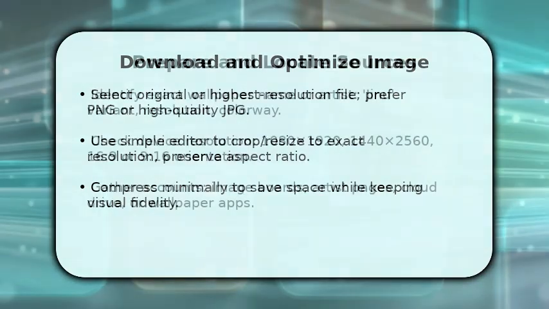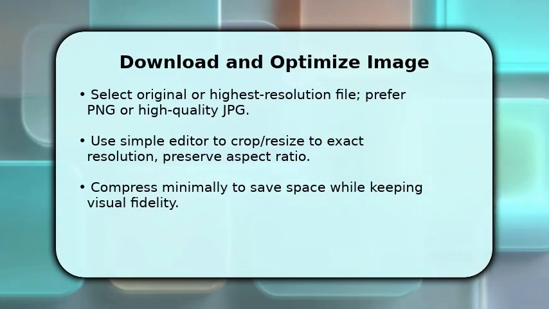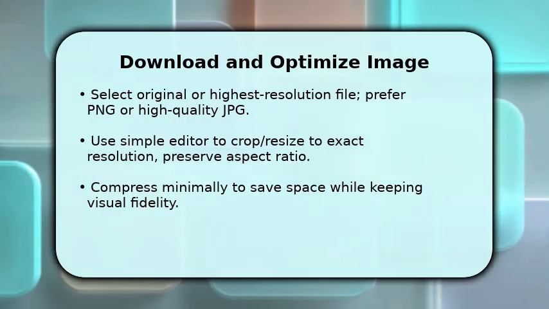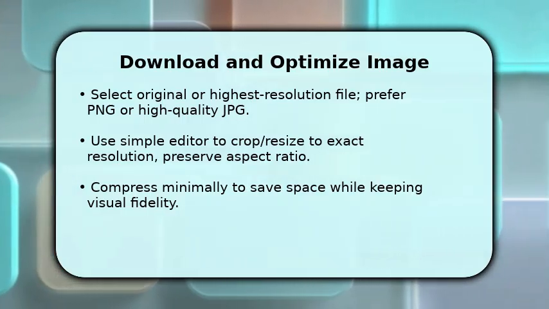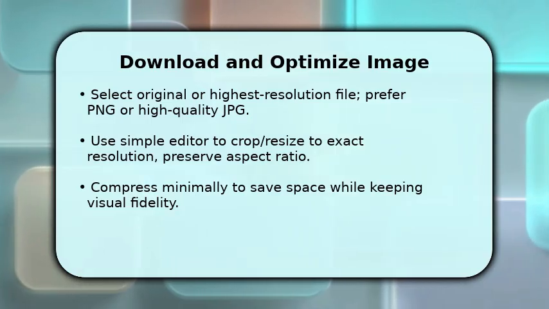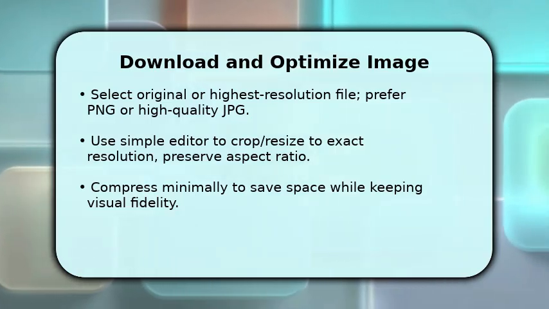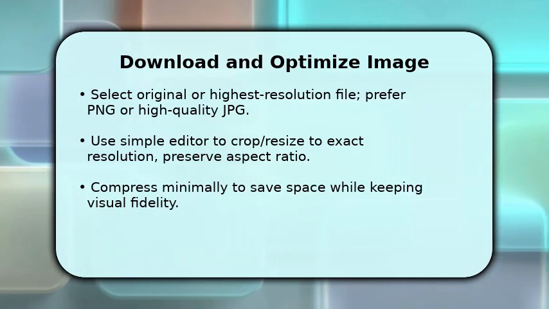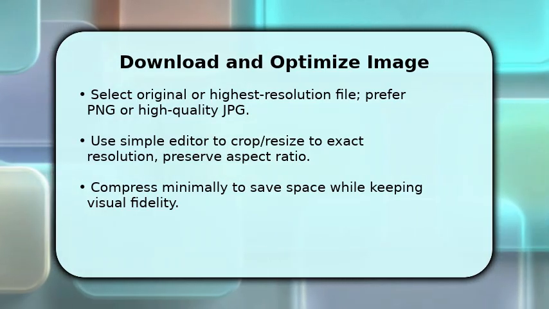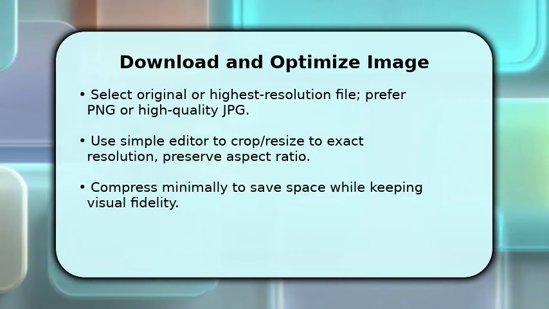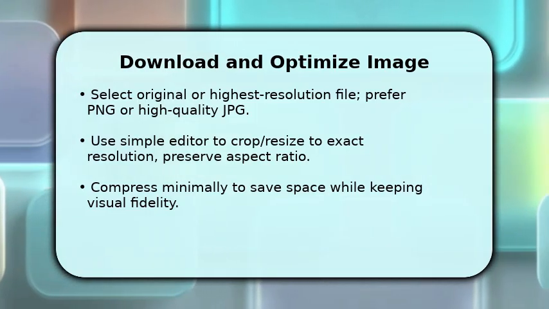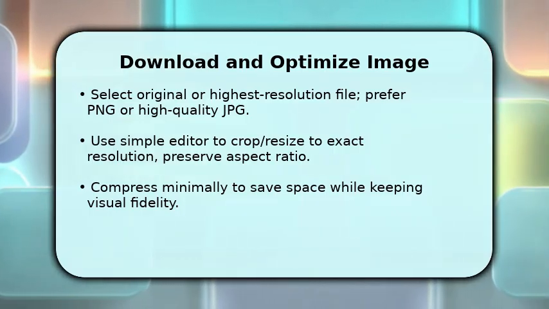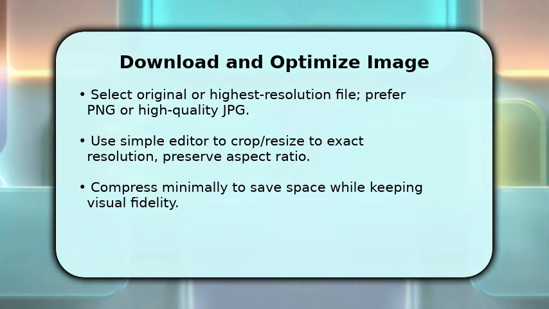You now download the chosen Jinu image in its highest available resolution and verify the file format: PNG for sharp edges, JPG for smaller size. Once downloaded, open a basic editor to crop or resize to your device's exact resolution and orientation. This avoids stretching. Make sure to maintain aspect ratio, then apply light sharpening if necessary. Once optimized, export at maximum quality with minimal compression so the wallpaper looks crisp without using excessive storage.